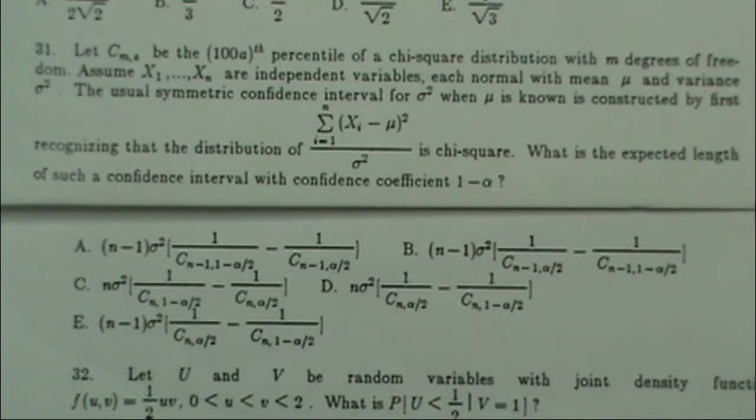Number 31. Let C of m comma alpha be the 100 alphath percentile of a chi-square distribution with m degrees of freedom. Assume that x1 through xn are an independent random sample, each normal with mean mu and variance sigma squared. The usual symmetric confidence interval for sigma squared when mu is known is constructed by first recognizing that the distribution of this quantity is chi-squared. What is the expected length of such a confidence interval with confidence 1 minus alpha?